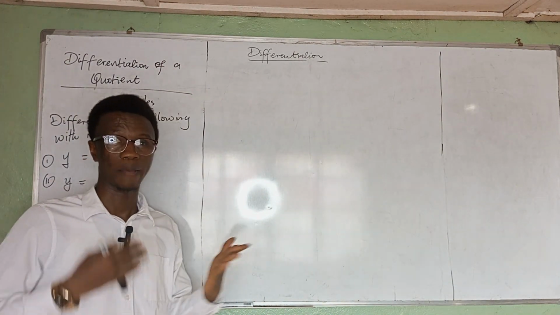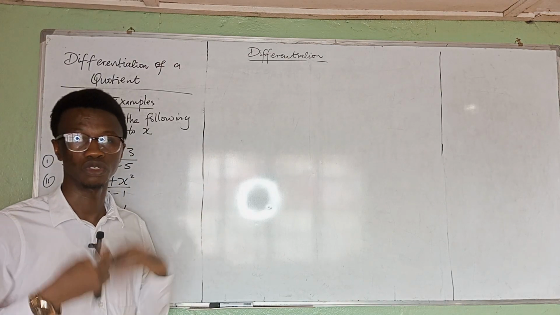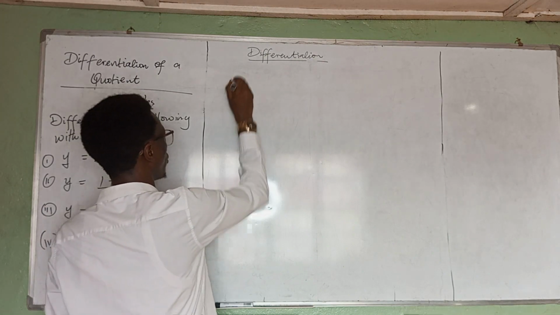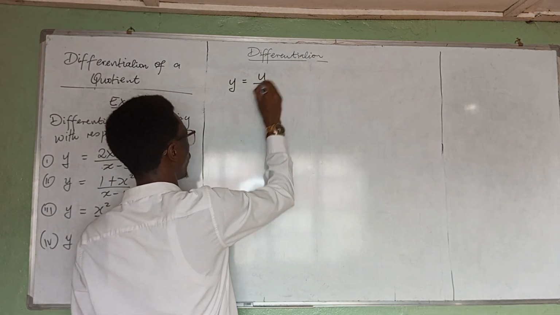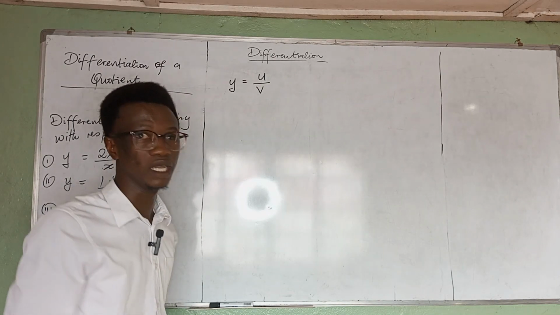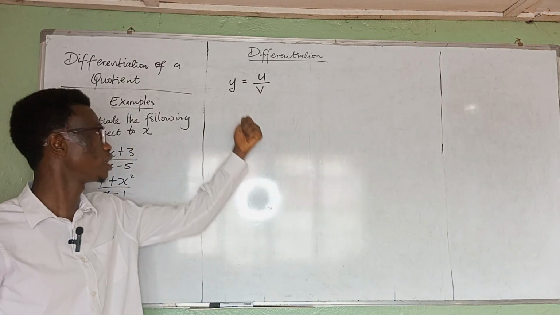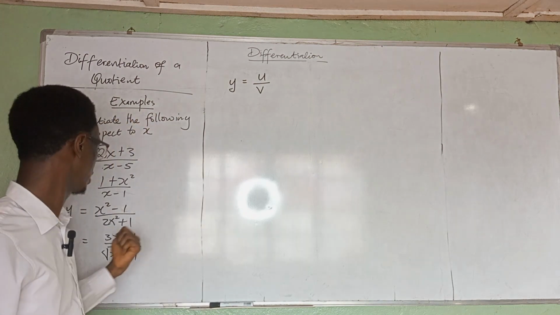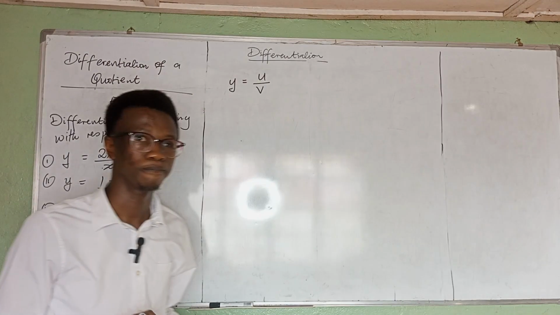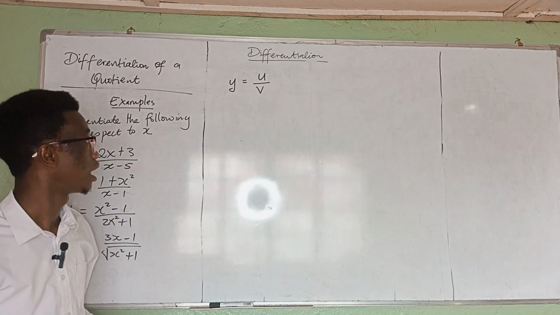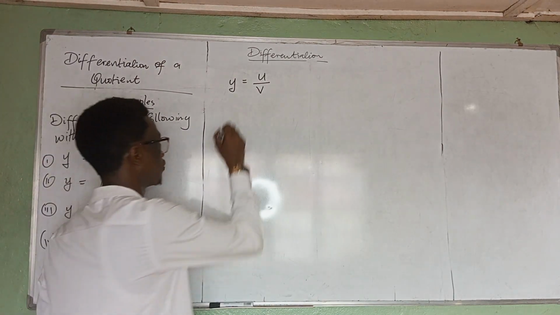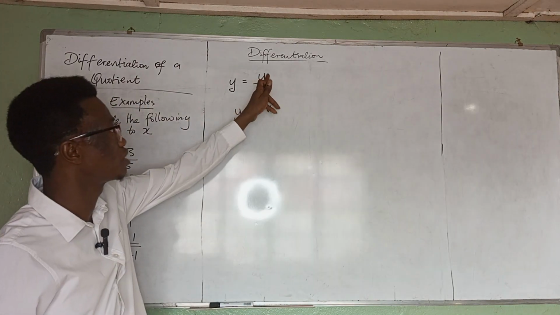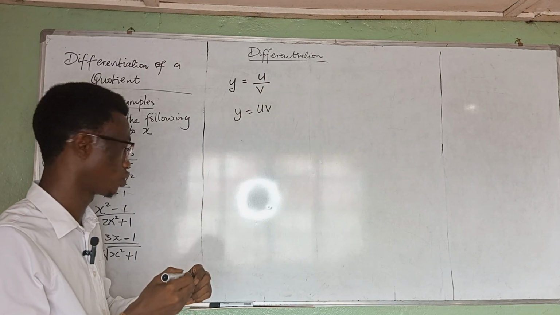But when we talk about quotient, for you to use the quotient rule, if you have a function in the form y equals u over v, in the form of a fraction, and you're asked to differentiate this function, the rule you have to use in this case is the quotient rule. We've dealt with the product rule, wherein you have a function y equals uv. So for quotients, when you have it in this form, you have to use the quotient rule.